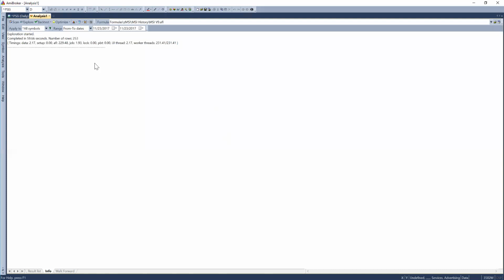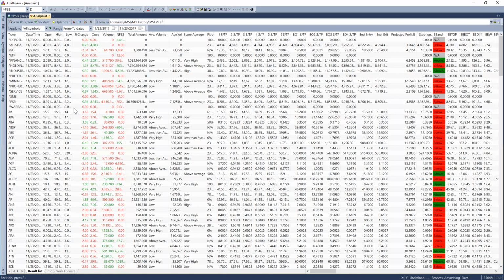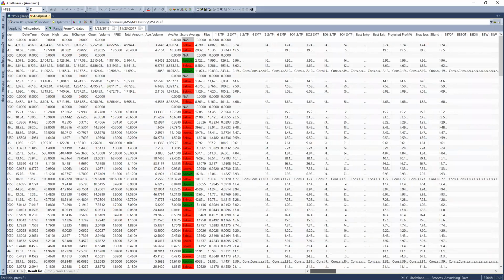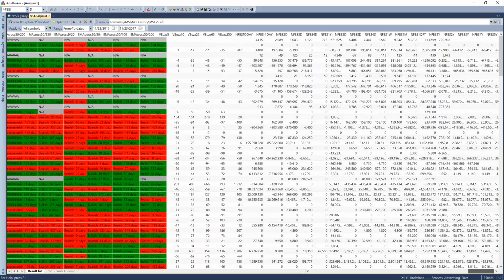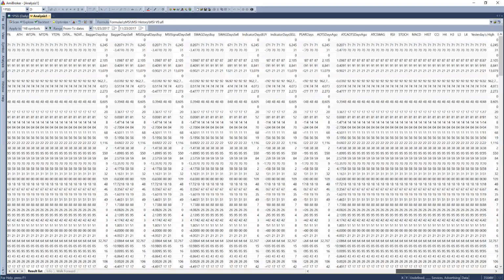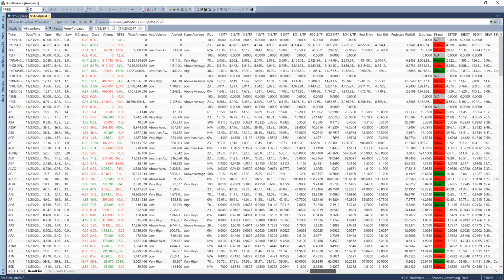So, kung makikita nyo, within 59 seconds, natapos niya na yung exploration agad. Okay? So, that's more than 250 stocks na inanalyze niya. And we have more or less around 260 columns na pwede nyong isort based on your indicators.